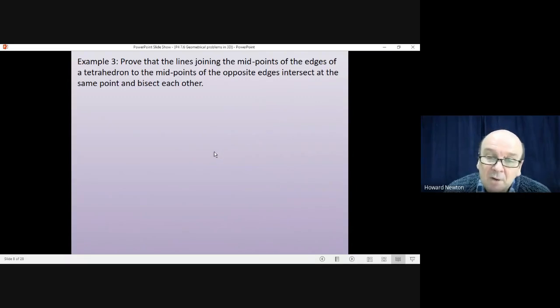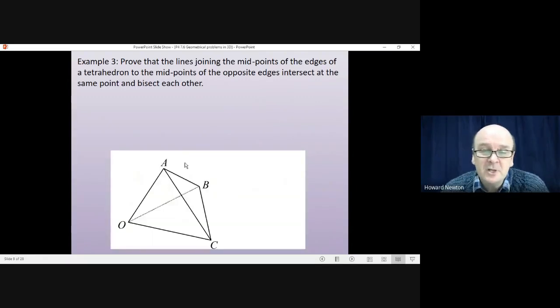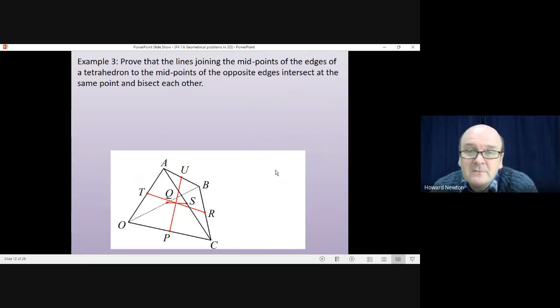Now this needs a diagram. So we've got a tetrahedron. I'll call this vertex O the origin, makes life a lot easier if you do. And these vertices A, B, and C. They're talking about these lines from the midpoint of an edge to the midpoint of an opposite edge. That's lines like this that go from the midpoint of OC to the midpoint of AB. This one that goes from the midpoint of OA to the midpoint of BC. And finally, this one that goes from the midpoint of OB to the midpoint of AC.